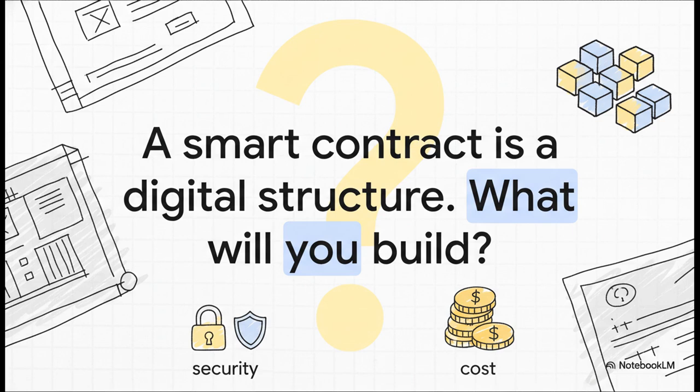So as you can see, a smart contract is so much more than just a few lines of code. It really is a digital structure designed and built with care and intention. Every single material you choose, every security feature you add, every line in that blueprint has a real cost and a permanent consequence on the blockchain. So the only question left is, what will you build?